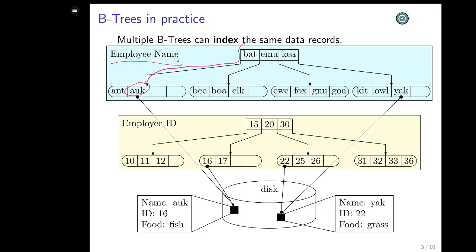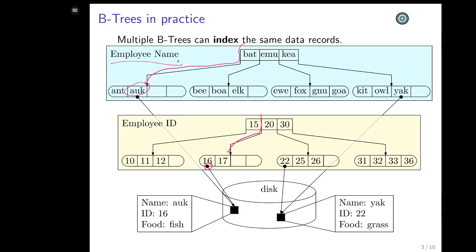You can do the same thing if you just knew the ID of Ock, like 16. You'd go into this tree and say, oh, 16 is between 15 and 20, so I better go over here. And there it is. And it also contains this pointer to the same disk block so that you can get to the same employee record. So you can make many of these, one for each way in which you want to index the employee records, and they're very good. In practice, they're fast for millions and millions of employees.